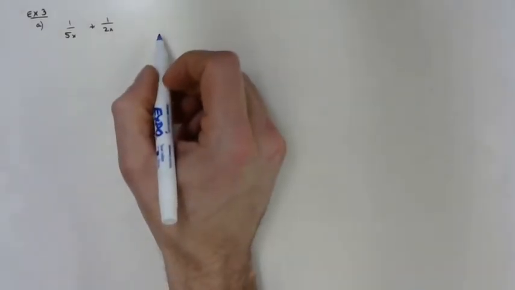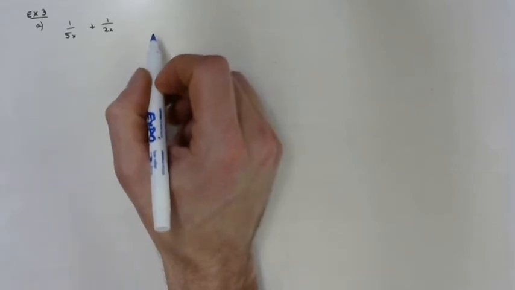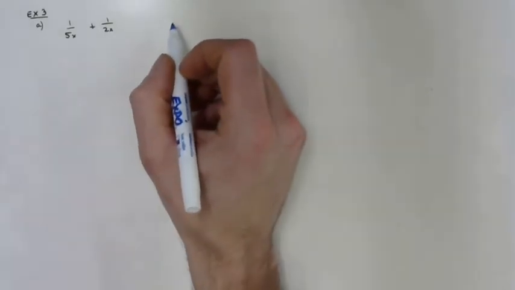What has to be true in order for me to add and subtract fractions? Common denominator. I need a common denominator, which is finding the lowest common multiple of the denominators. So I'm going to do a little bit of work off to the side here. The lowest common multiple is going to be 10x. How do we come up with that?